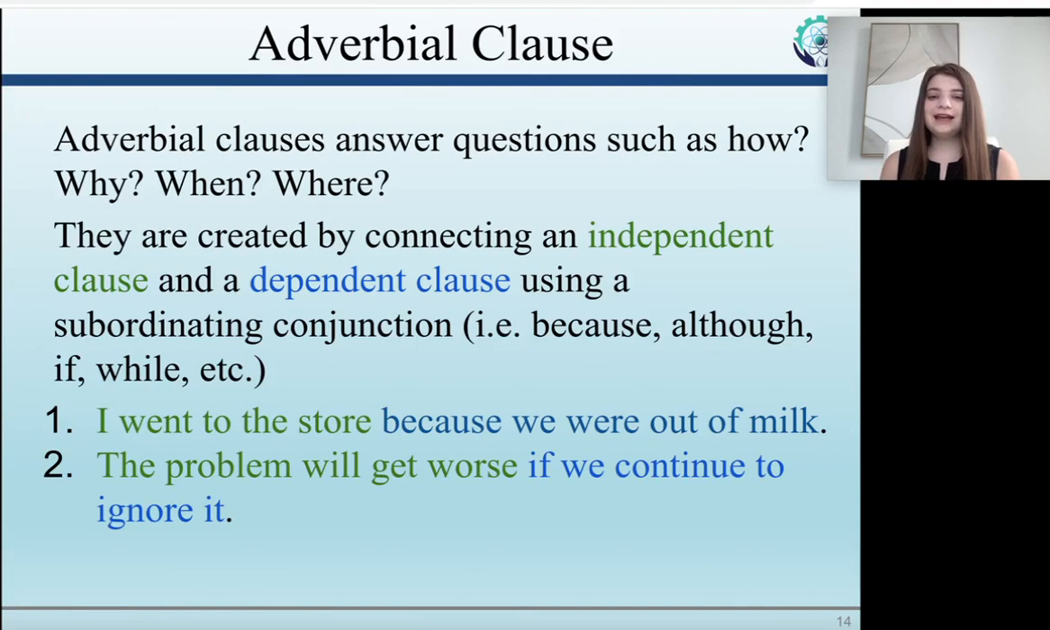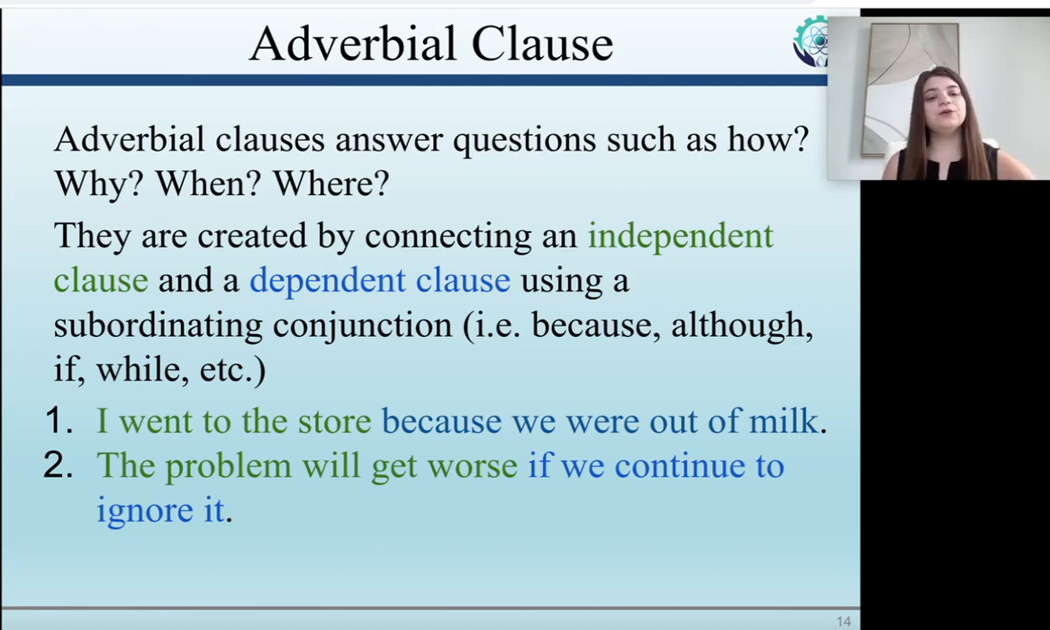Okay, so adverbial clauses answer questions such as how, why, when, and where. They're created by connecting an independent clause and a dependent clause, right? Because again, adverbial clauses are dependent clauses that go along with complex sentences, and they use subordinating conjunctions, right? Because, although, if, while, and so on. So here's an example. Number 1 says, "I went to the store because we were out of milk." So "because we were out of milk," that's the dependent clause, AKA the adverbial clause, right?